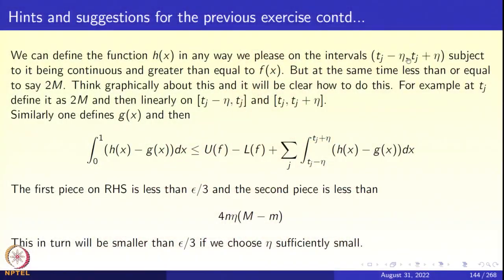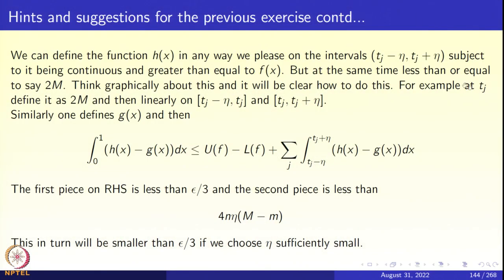The interface point is tj, and I cut out a piece from the right and a piece from the left. So on this open interval tj minus eta to tj plus eta, the function h of x is not yet defined. I must define h of x over here also so that it becomes continuous. You must continuously join it. That's all there is to it. And you can do it in whatever way you want as long as the integral is small. The contribution of the integrals from these pieces must be terribly small.